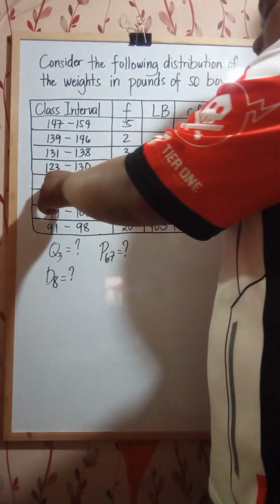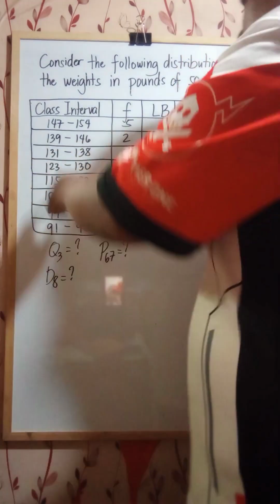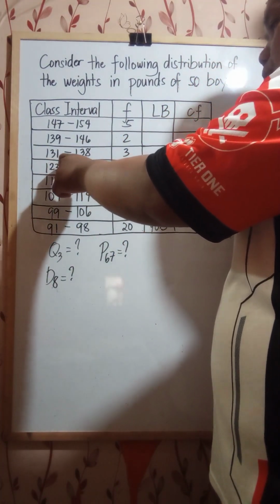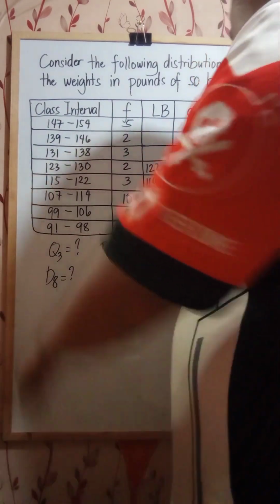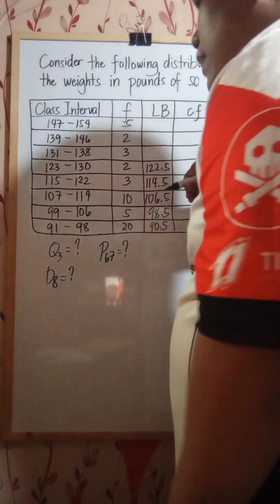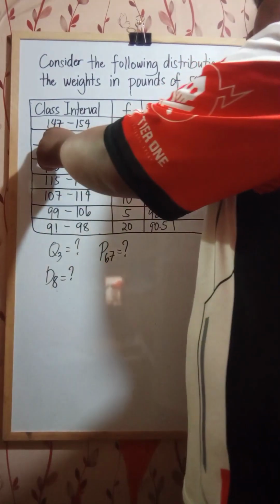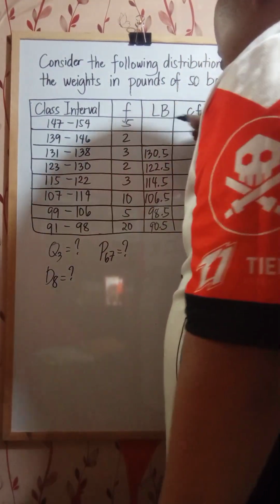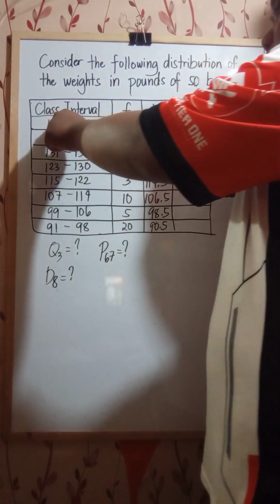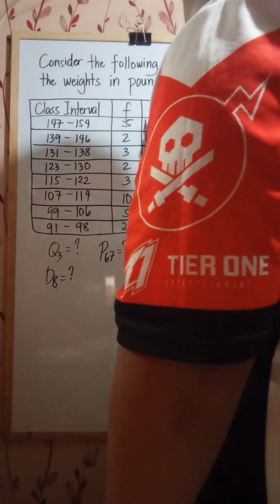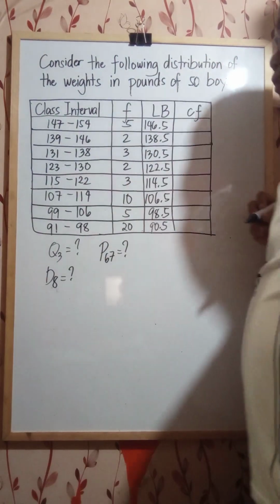Subtracting 0.5 again, we get 114.5. Then 123 minus 0.5 is 122.5. Then 131 minus 0.5 is 130.5. Then 139 minus 0.5 is 138.5. And lastly, 147 minus 0.5 is 146.5. So we are done with the lower boundaries. Next is the cumulative frequency.